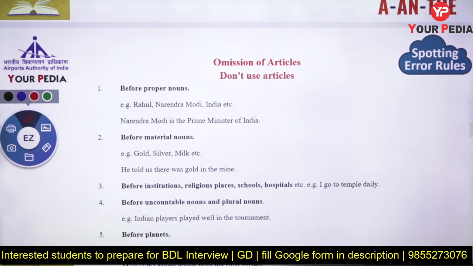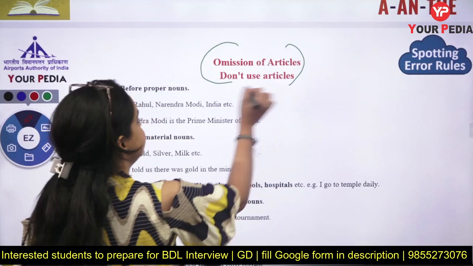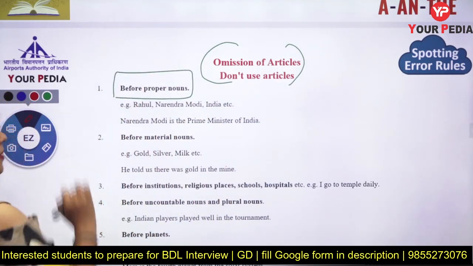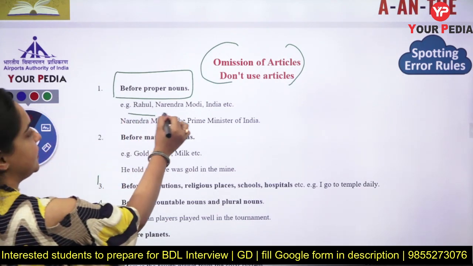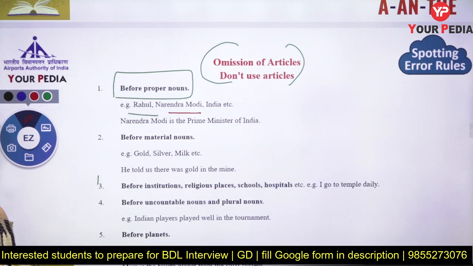So what we mean is the omission of articles. Where we need to omit the articles is with the name of any person, place or thing, that is a proper noun, right? So you do not need to use any article over there. Before Rahul Gandhi, before Narendra Modi, even before your names, you won't be using any form of article.